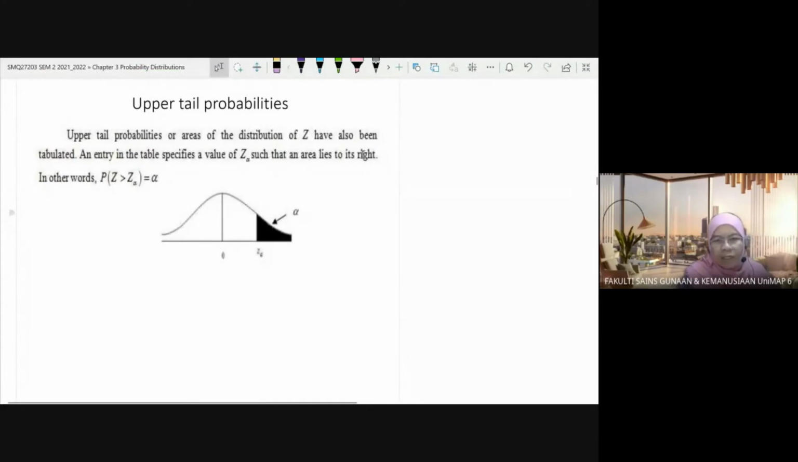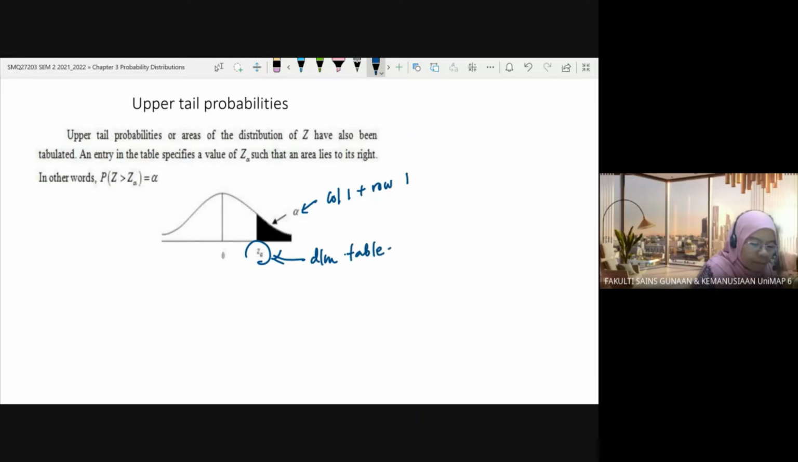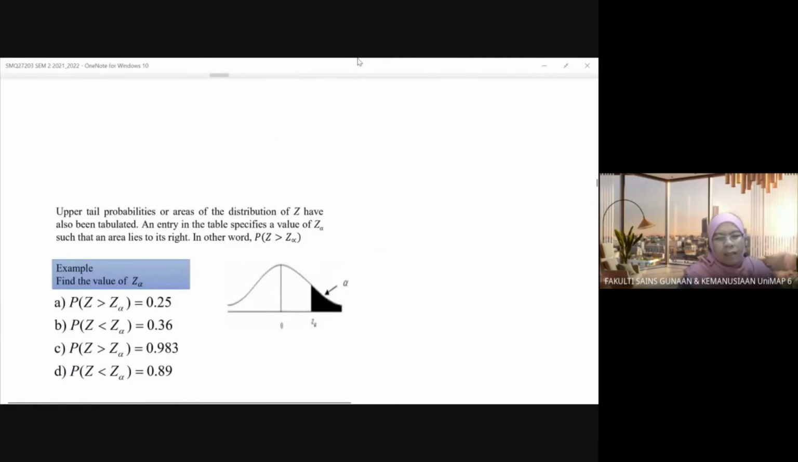Okay, so this is how it looks like, class. So like just now, it means here alpha is given in column 1 and row 1. The Z alpha is in the table. Okay, now let us look at a few examples so that we can understand whatever question is given to you, I can still look for the probability value as well as the Z value or the X value at the X axis.